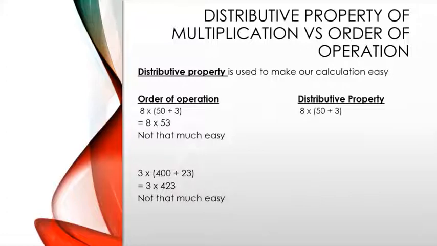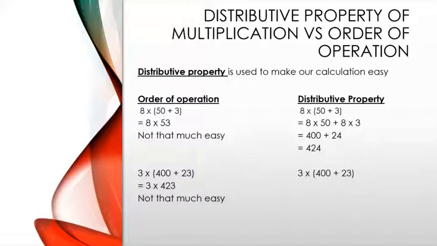8 into 50 plus 3 is equal to 8 into 50 plus 8 into 3. And we don't need to know the multiplication table of 50 to know this, because we can just take 8 into 5, which is equal to 40, and after getting 40, add a 0 at the end. And if you all know the multiplication table of both 8 and 3, so 8 into 3 is equal to 24. That is equal to 400 plus 24, which is equal to 424.